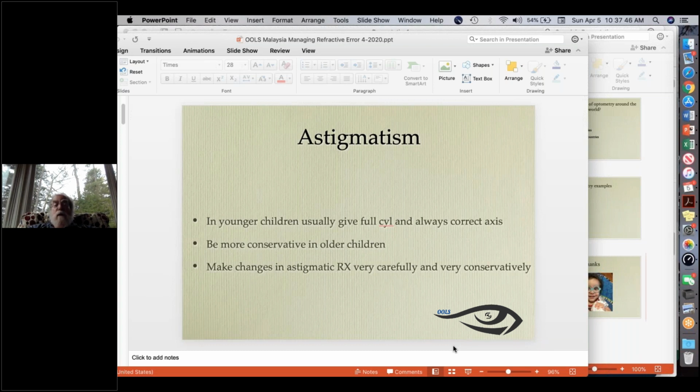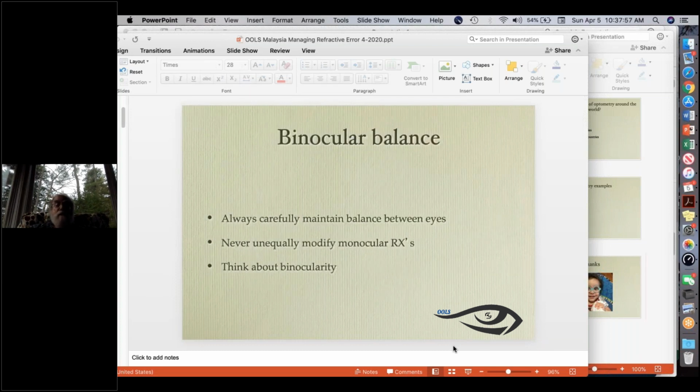Think a lot about what you're doing. Any change can cause some functional problems and cause the patient to be quite unhappy with what you've done. Binocular balance. So I've already mentioned this. You've got to really maintain that balance between both eyes.